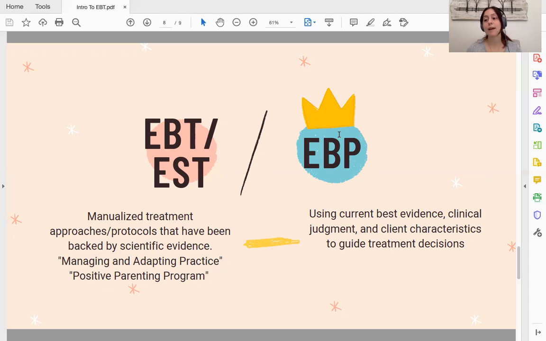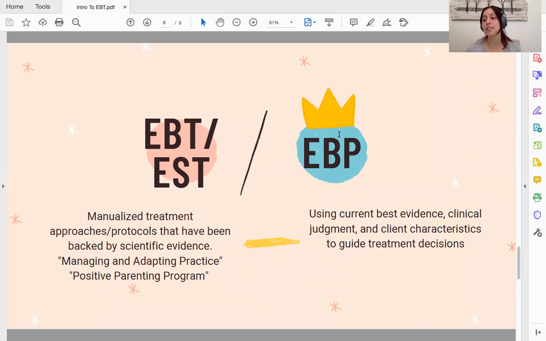This is different from evidence-based treatments, EBT, and empirically supported treatment, EST. But you'll notice even in my PowerPoint that I've switched up some of the letters sometimes because there is so much overlap. But I'm going to tell you the differences. So EBT or EST involve manualized treatment approaches or protocols that have been backed by scientific evidence. These are called EBTs or ESTs because research has shown that if you follow the manual or the protocol with fidelity, this treatment is proven to have a significant impact on mental health outcomes. Now, the word proven is a big deal.